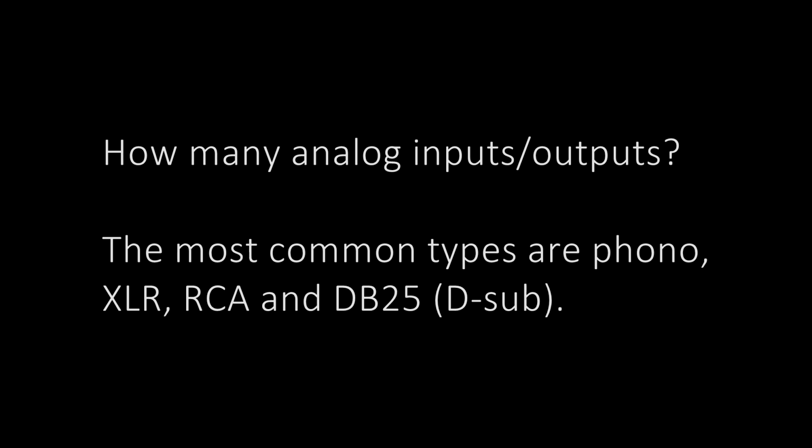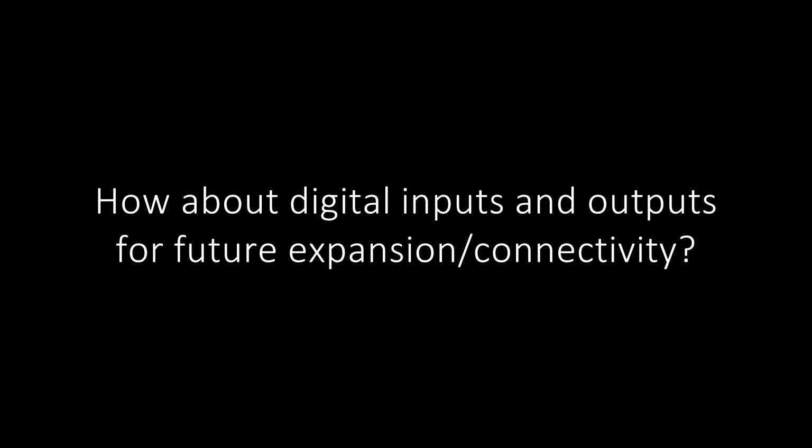How many inputs and outputs do you need? 8 to 12 is a good round number to record drums, but 16 can record most full bands at the same time. The more outputs that you have, the more individual mixes you can feed to musicians. Digital inputs and outputs are also a major consideration if you ever want to expand your interface in the future.